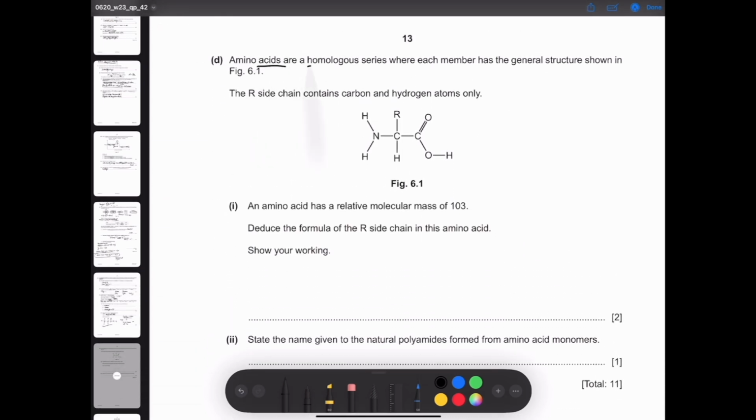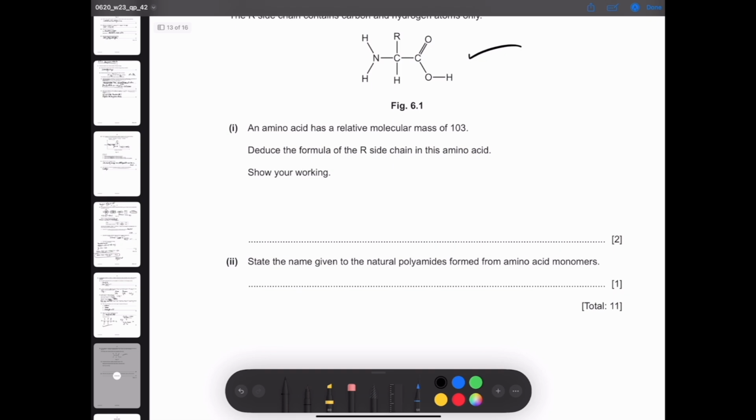Now, D part. Amino acids are a homologous series where each member has general structure. Alright, this is a general structure. Correct. An amino acid has a relative molecular mass of 103. Deduce the formula of R side chain. Now, what they're telling you is that this is an amino acid and the total mass is 103. You have to tell me the mass of this R.